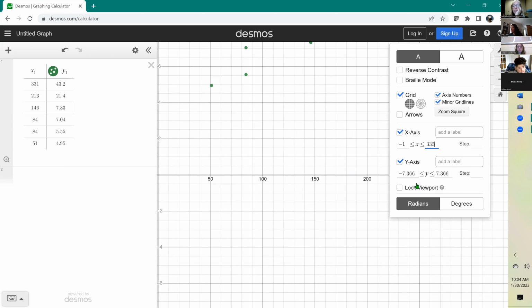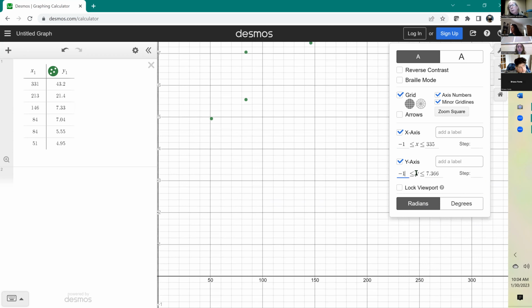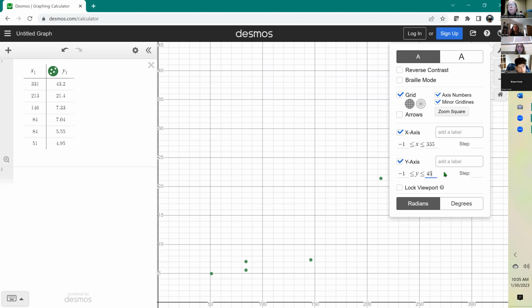Now the Y, again, I'd probably go -1. And the highest value was 43.2. So maybe I'll go 45. But I like the -1 and the +1 because there's my axis. But if the numbers are way too high and you have to use a different value, that's fine. Just make sure you're including your lowest. Any questions on that?